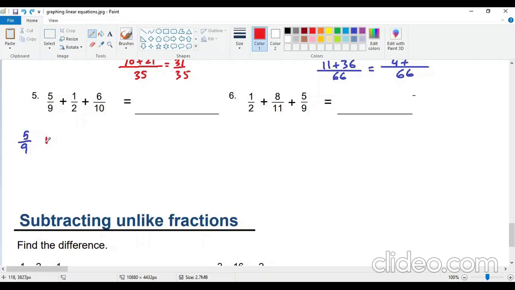Plus 1 over 2, plus 1 over 2, and plus 2 times 3 is 6 and 2 times 5 is 10. Now I have a space. 9 times 10 is a 90, 2 times 45 is also a 90, and 5 times 18 is also a 90.